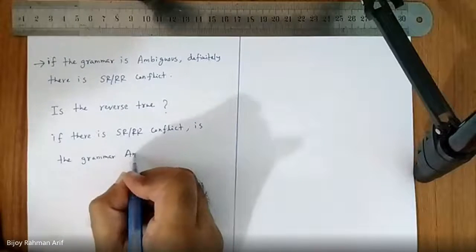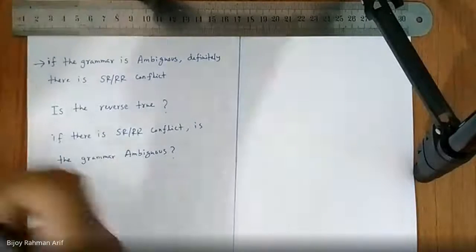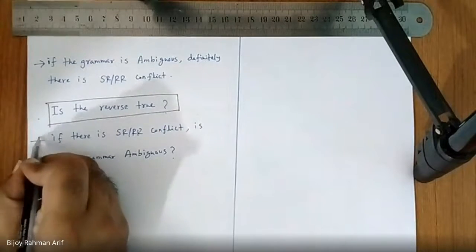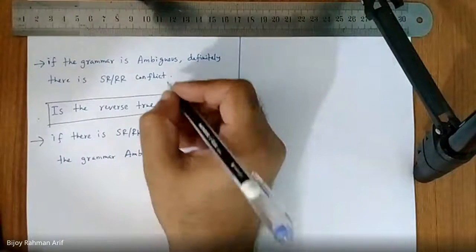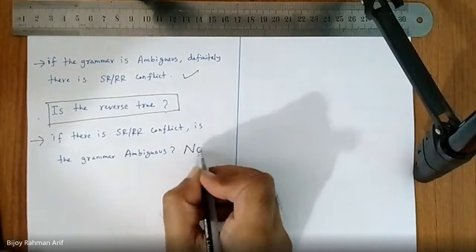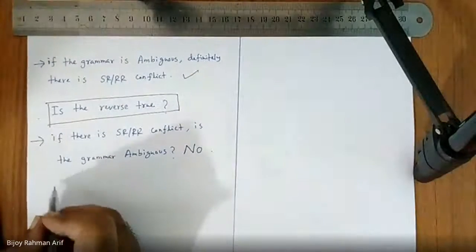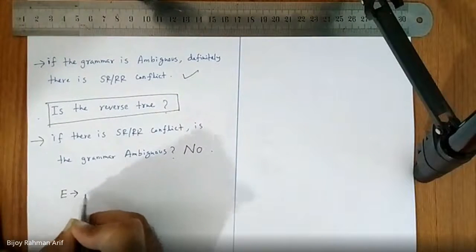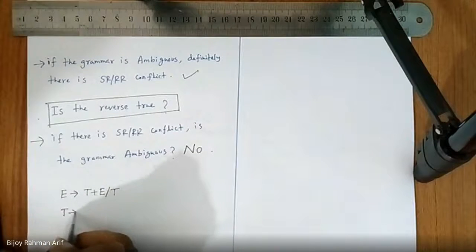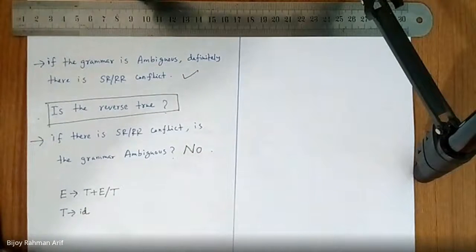I don't think so, sir. You don't think so? Can you give me an example? I know an example, so I'm going to give you one. The answer is no. So let's take E derives T, and let's try to find out the LR0 parsing table for this.